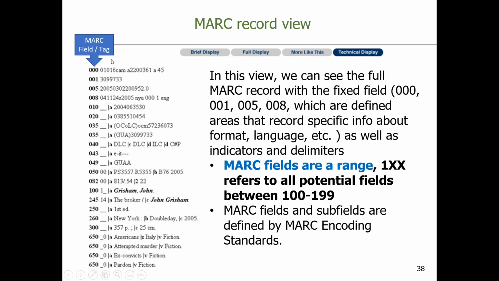So MARC fields are arranged by number. 1XX refers to all potential fields between 100 and 199, and then MARC fields and subfields are defined by our MARC encoding standards. So this is something that sometimes you'll have a template that you may work with if you're doing original cataloging, and that template should have a lot of this information predefined. It may be that if you're working in your ILS, you may have to create the template, and you may have to put in some of this stuff to begin with.